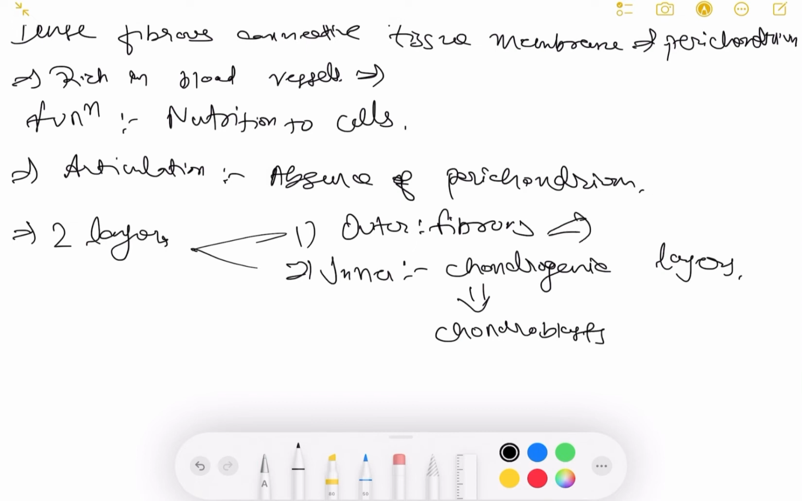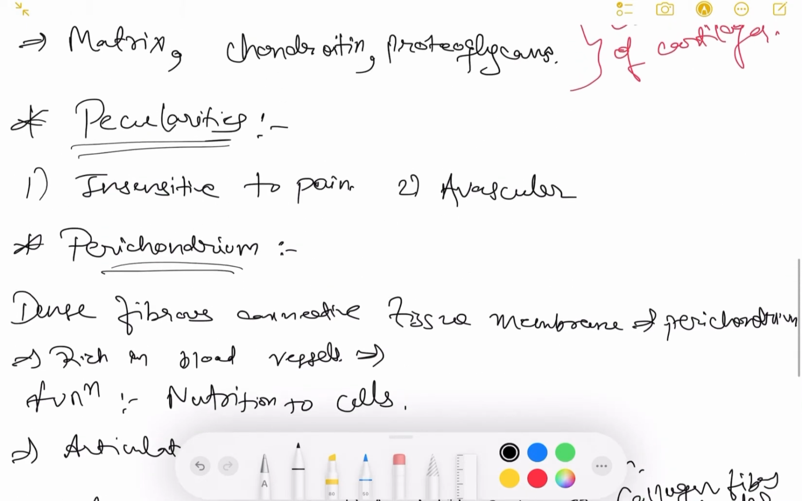And outer fiber contains what? Collagen fibers. And it is vascular. So these were the peculiarities. It is two layer: outer fibrous where collagen fibers are there, which is vascular, and inner chondrogenic layer where chondroblasts are present. So this was all about perichondrium.